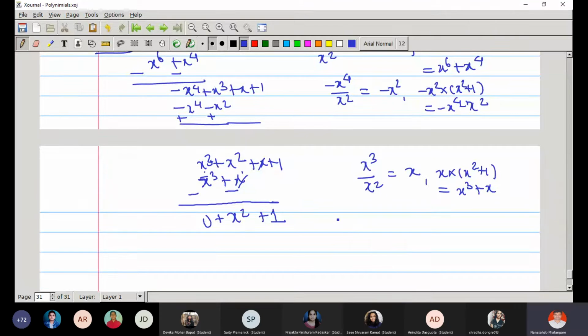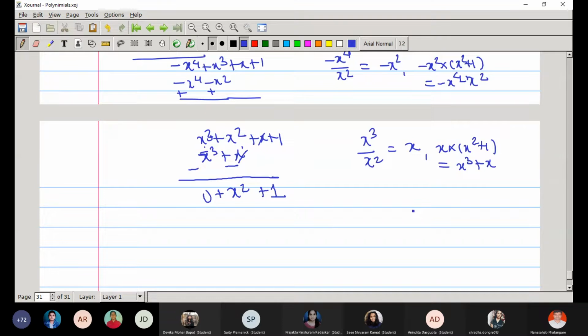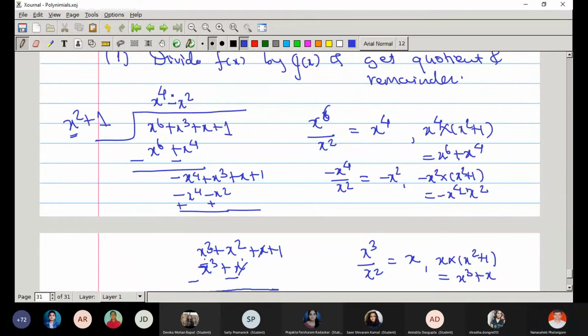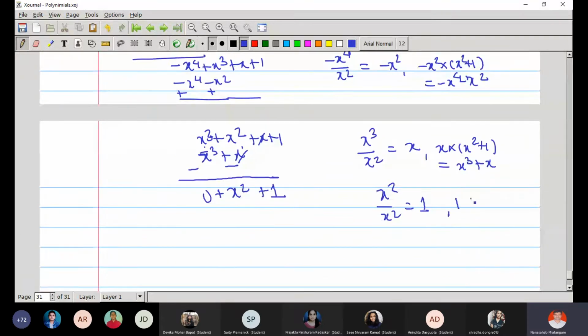Right. And what is the next? x square divided by x square is 1. Here I need to add x and then 1. Multiply 1 with x square plus 1. What I get? x square plus 1. So x square plus 1 as it is, subtract, so 0. So the remainder is 0 in this case.